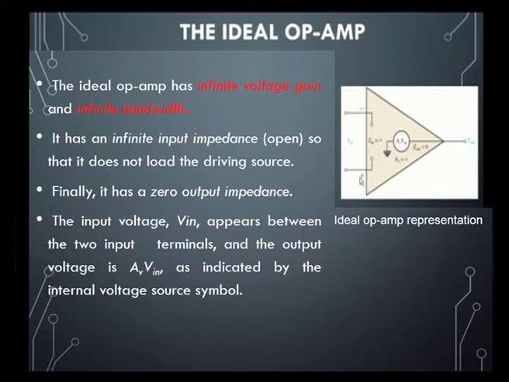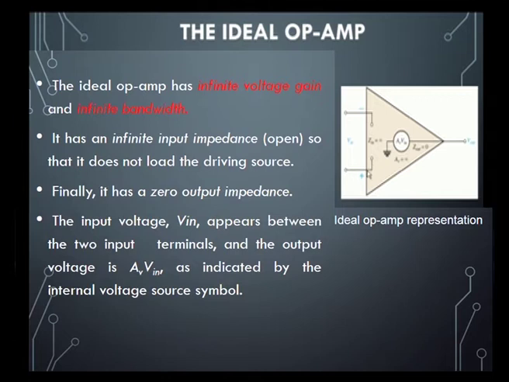In the picture we can observe that for an ideal op-amp the voltage gain will be infinite, the bandwidth will be infinite, and also the input impedance will be infinite, because it is open. The input impedance is infinite because it is not loaded. It does not load the driving source, that is why it is infinite, and it also has a 0 output impedance. The output impedance is 0 here.